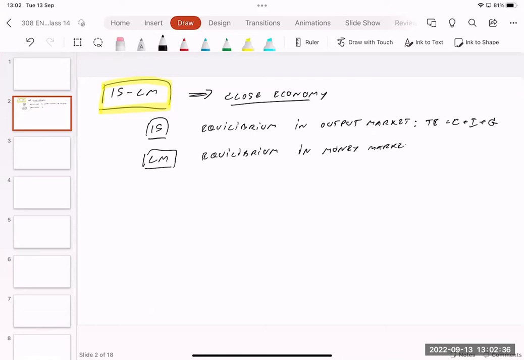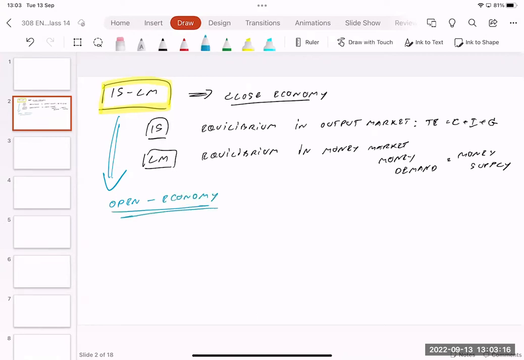So you have money demand equal to money supply. This is for the LM curve. This is what you learned before in chapter 4 and chapter 5. And today, the new chapter, chapter 6, we're going to use the IS-LM model, but this time we're going to apply it to the case of the open economy.